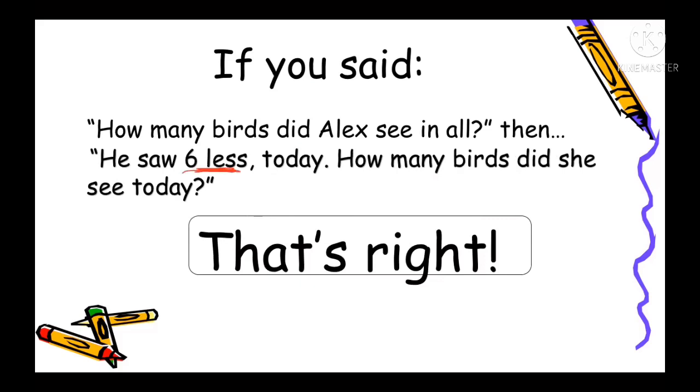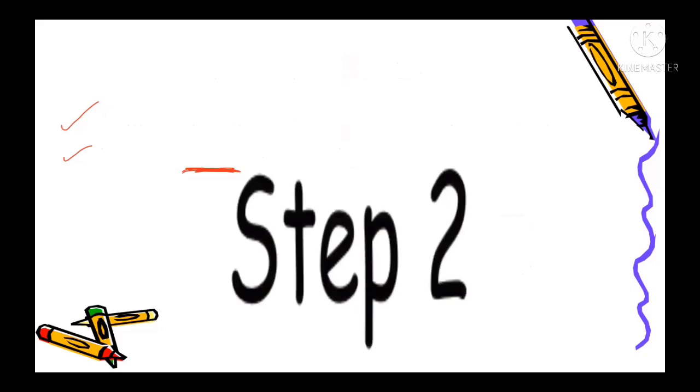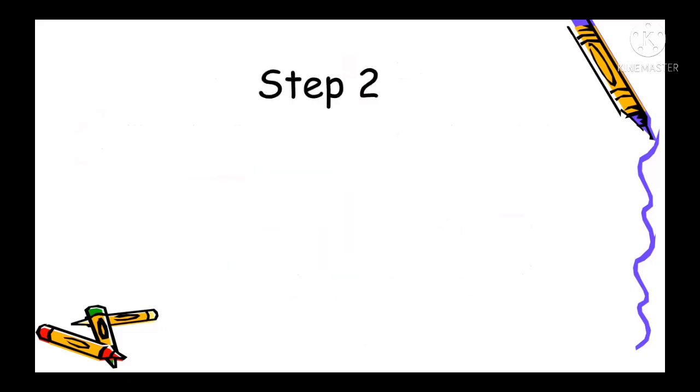So how many birds did he see today? So we have 2 questions. How many birds in all? And today, how many birds did he see? Did you understand what I'm saying? It's because 6 less, it's a different story. Alright? You will find out why later. Okay, that is for step 1.